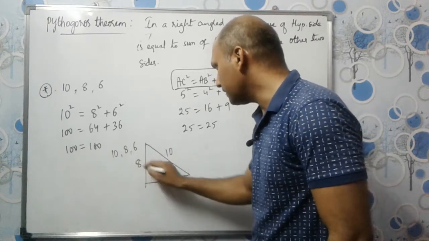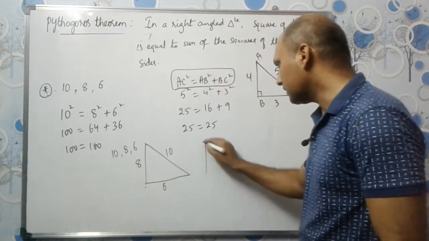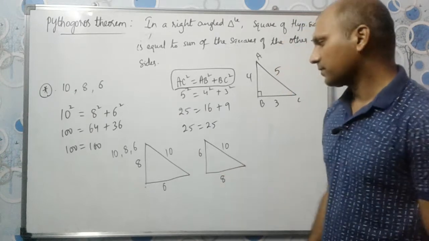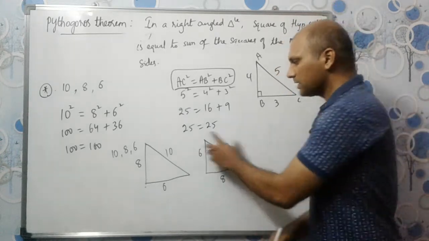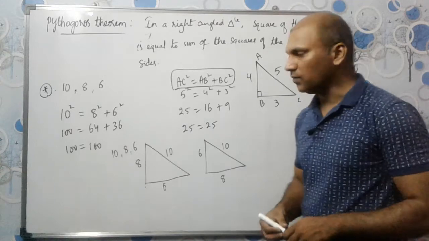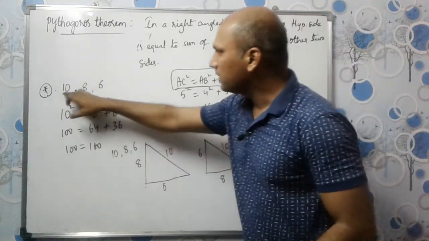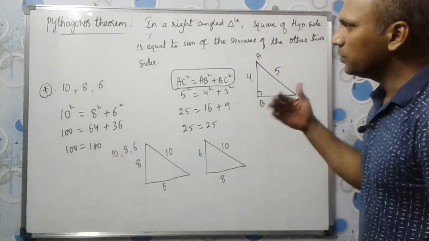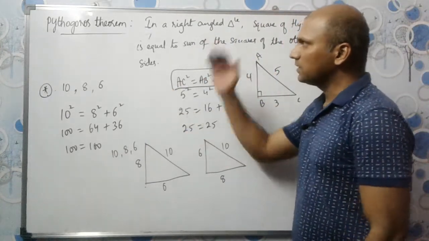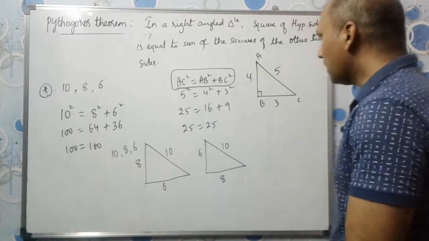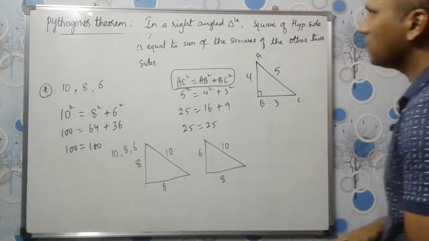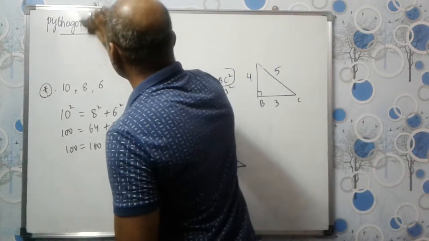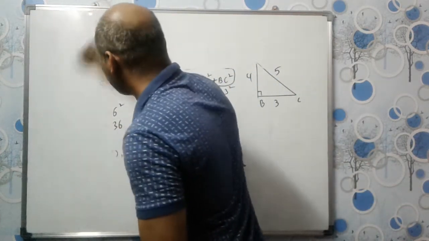10 here, 8 here or 6 here, or we can have it like this, 10 here, 6 here or 8 here. Okay, but the longest side will be 10. Hypotenuse will always be the longest side and the largest number is 10 here. Okay, I hope you understood the converse as well as the Pythagoras theorem. Now we'll study Pythagorean triplets. Okay, what are Pythagorean triplets?